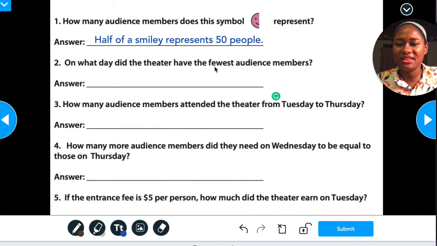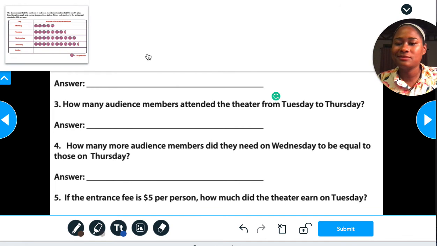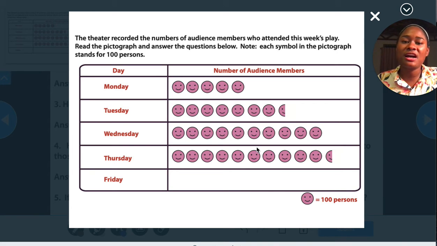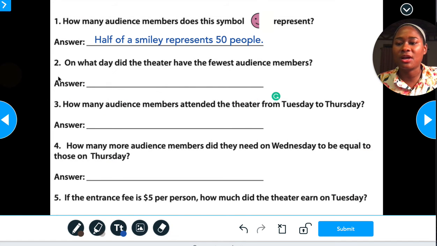On what day did the theater have the fewest audience members? The cool thing about pictographs and bar graphs is I can see just by looking at it with a quick glance which one is the smallest and which one is the biggest or which one has the most. I can see that Monday had the fewest number of audience members. I'm going to go ahead and skip that question since I know you guys can answer that one on your own. I'm going to go to a tougher one. So let's see. How many audience members attended the theater from Tuesday to Thursday?